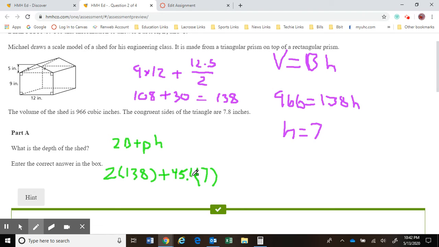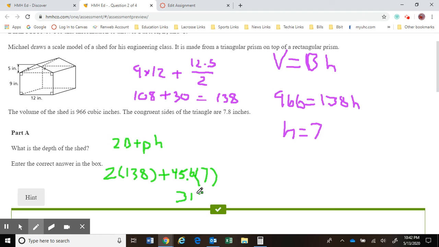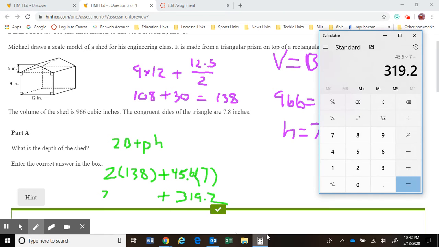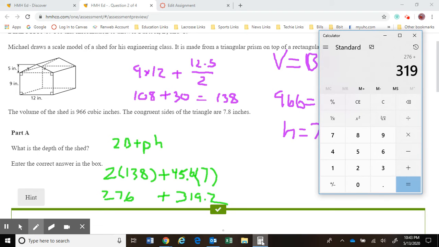Let's see, I hope I can fit it in there and give myself enough space. Okay, so 45.6 multiplied times 7. That's 319.2. And I'm going to add that to whatever this is. 2 times 138, 276. Okay, so plus 319.2, and I get my answer, 595.2 square inches.